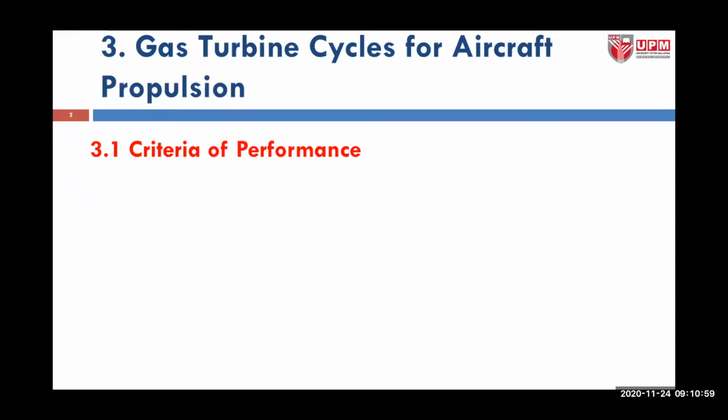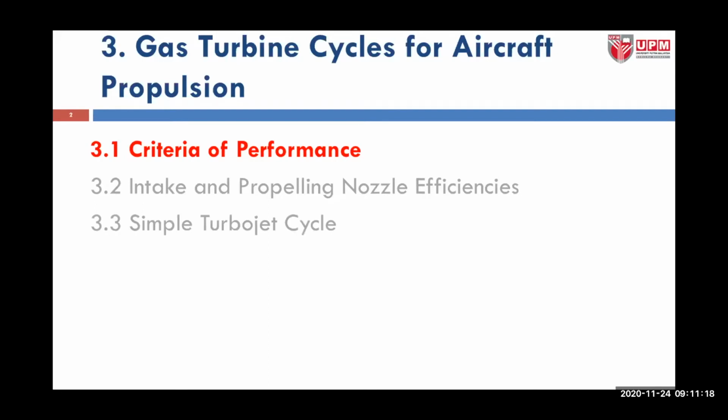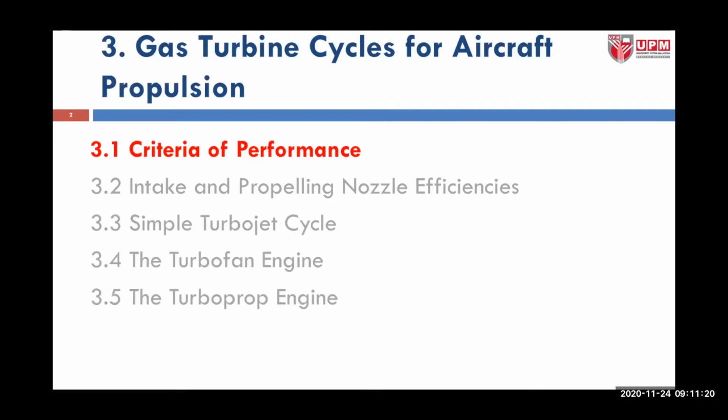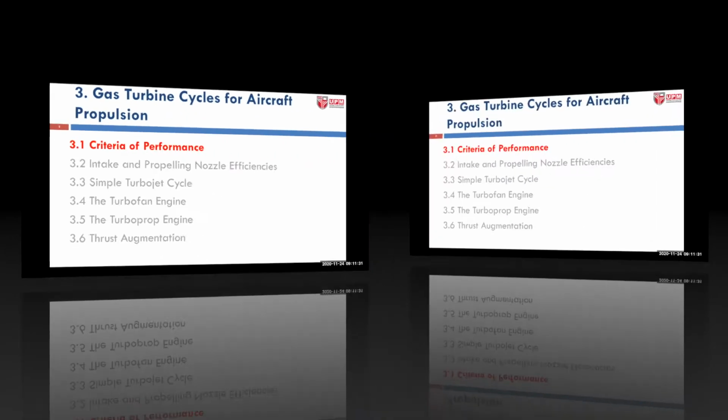calculations. For today and the lecture right afterwards, we are going to look at the criteria of performance, and later we are going to go into the intake and propelling nozzle efficiencies. We are going to go through the simple turbojet cycle, turbofan engine, turboprop engine, and thrust augmentation. For this particular lecture, we will focus on the criteria of performance.